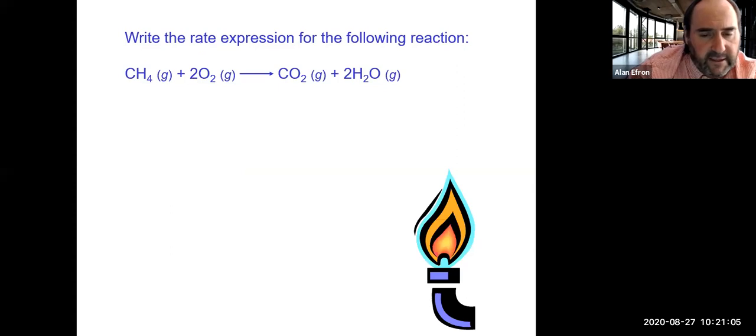And again, this is sometimes referred to, as you see in this question, the rate expression. So why don't you take a moment or two and write the rate expression for this reaction, and then we'll talk about it.